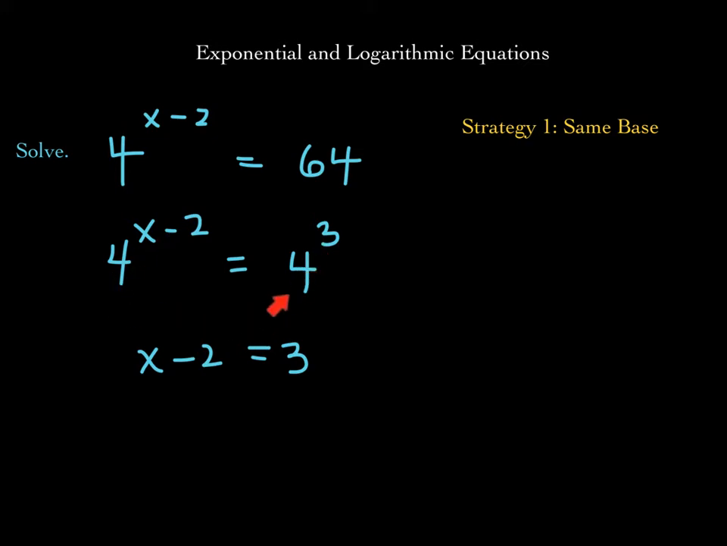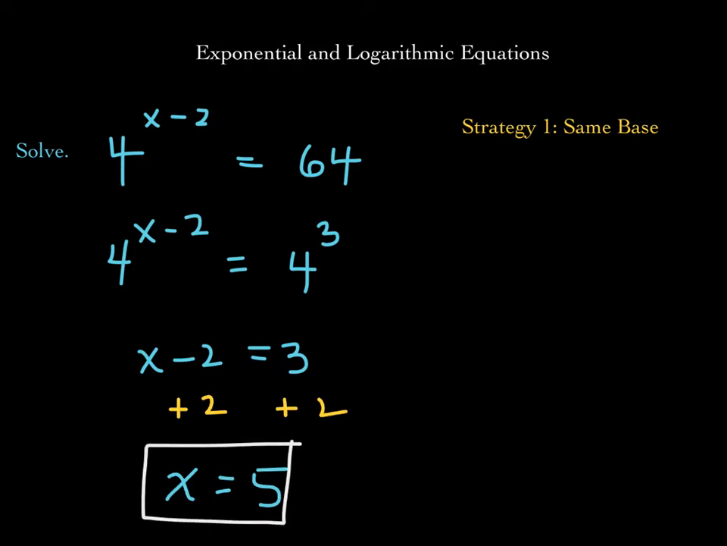They have the same base, so the only way you're going to have equivalence here is if x minus 2 is equivalent to 3. This power is equivalent to this power. So now we dropped the bases, we got rid of the common bases, and we just set the exponents equal to each other. And now I have a linear equation. All I have to do to solve for x is isolate x by adding 2 to both sides, and I get x is equal to 5. And this is my solution. X is equal to 5.